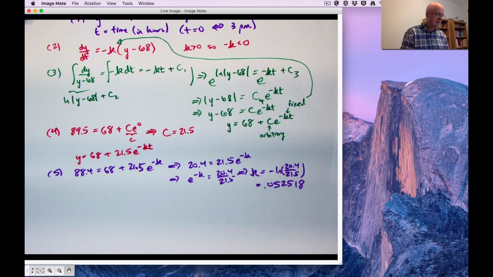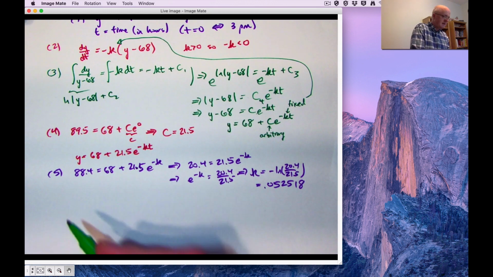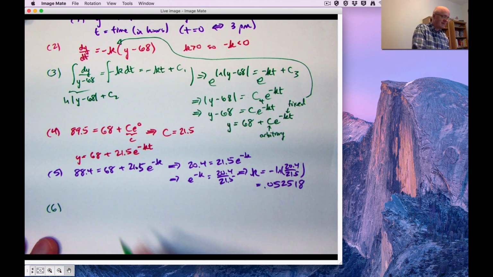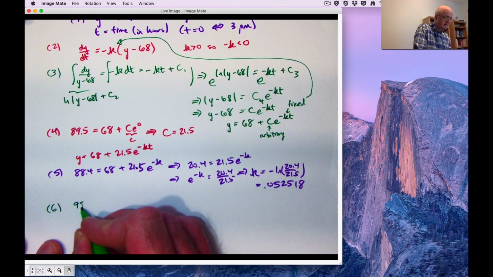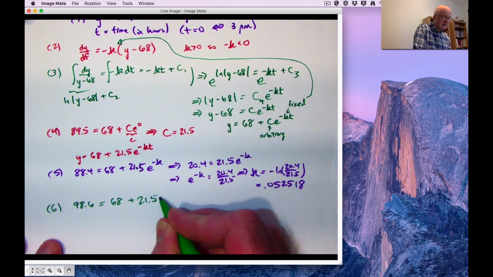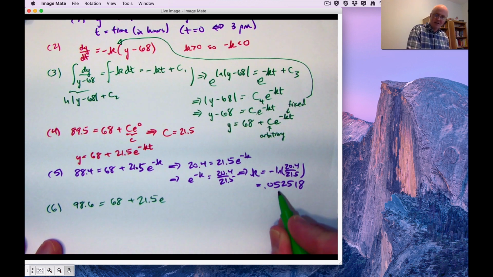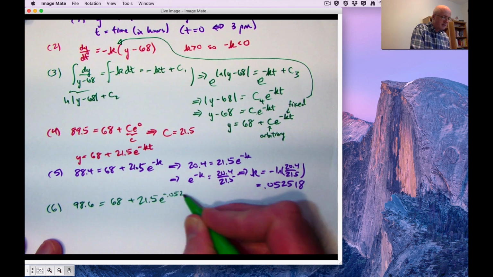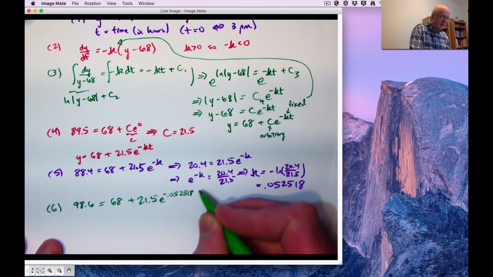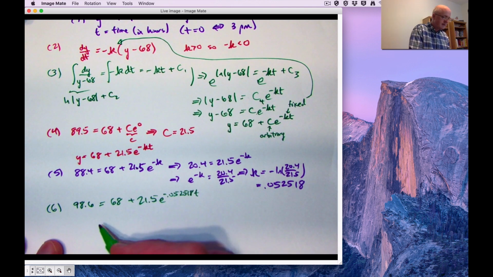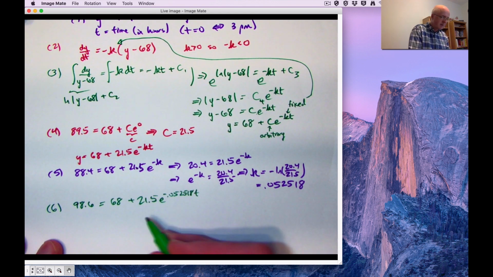Finally, 6 is use all this to answer the question, when did the murder occur? So now we need to solve for the unknown time, t, when the temperature was 98.6, right? It started cooling when they died. So set 98.6 equal to 68 plus 21.5 e to the negative kt, where k is this number and the t is unknown. So negative 0.052518, the negative sign needs to go in there because then they're in the solution right there. Solve this for t. Subtract 68 from both sides, divide both sides by 21.5.